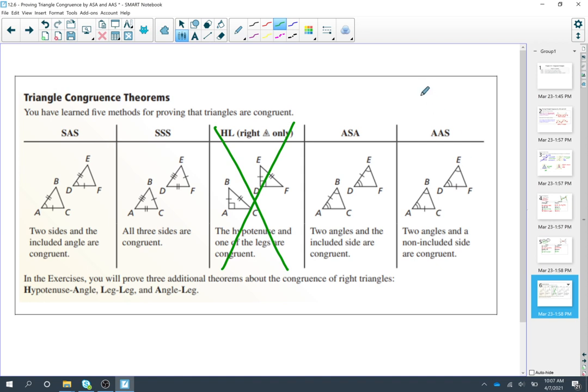And then also keep in mind, you can prove triangles are congruent by just proving all of the angles are congruent and all of the sides are congruent. If every single part is congruent, then the triangles are also congruent.